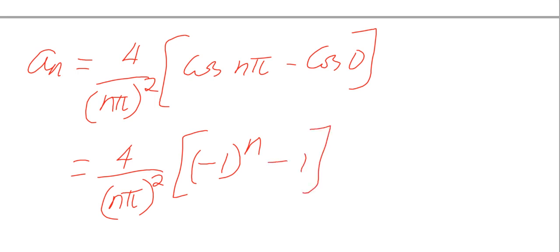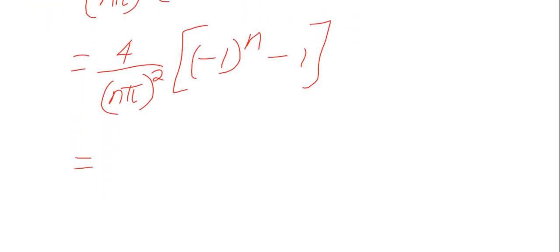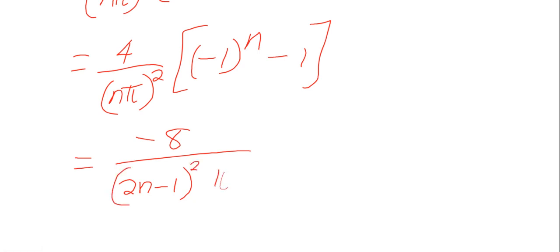minus 1. I remember earlier we had talked about the value of this. If we put n to be an odd value, like 1, we get minus 1 here. So minus 1 minus 1 is minus 2. But if we put an even power, like 2, we get positive 1. So 1 minus 1 is 0. So we only get non-zero values when n is odd. And so the value becomes minus 2 times 4, which is minus 8. And now in the part for n, we put the odd number generator, which is 2n minus 1. Then we have pi squared.